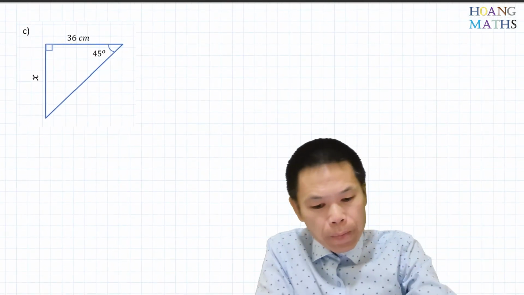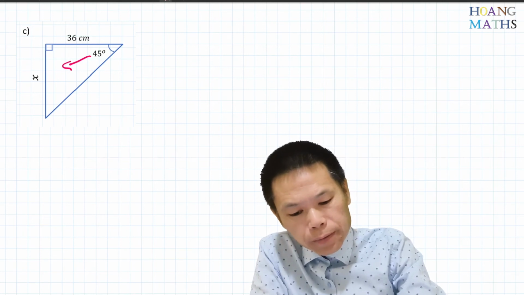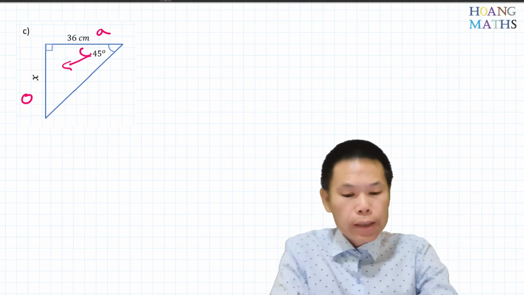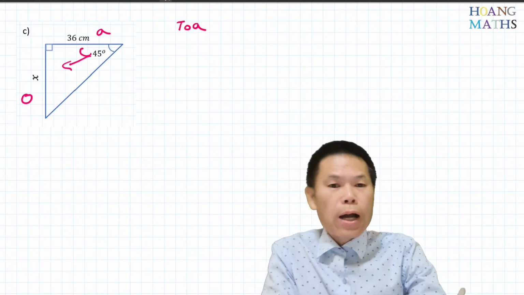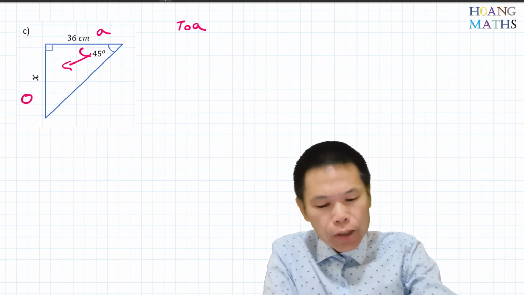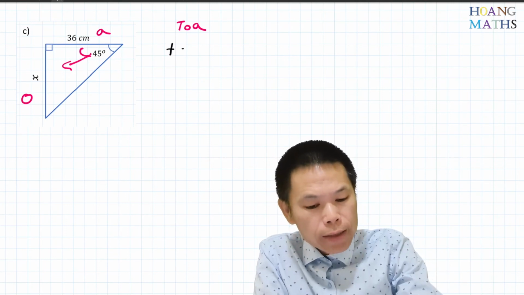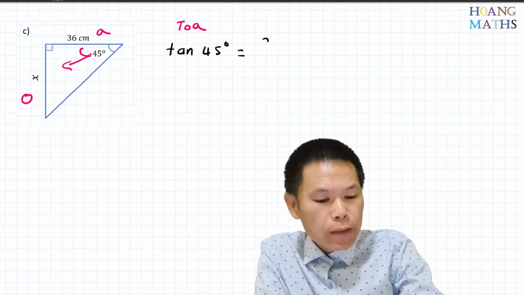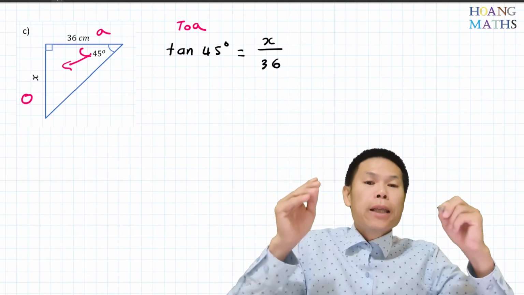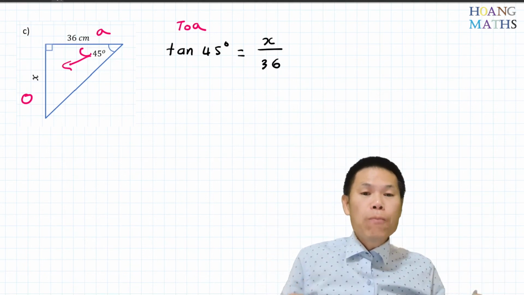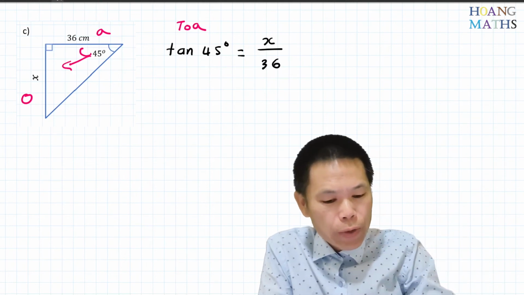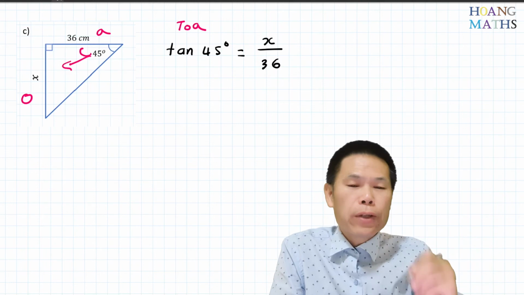So we have opposite and then we have adjacent, so it's tan. T for tan. So tan of 45 degrees is equal to opposite, which is x, and adjacent, which is 36. Then we just need to work out the exact value. So if you know it, we know tan of 45 is equal to 1. So we can write 1 is equal to x over 36.